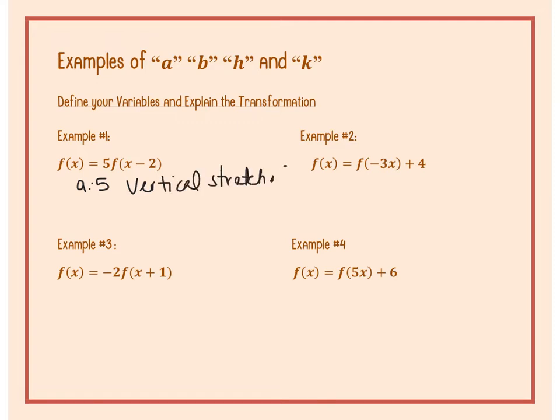Okay. Now, inside my parentheses, which of the variables goes inside of my parentheses? That would be my H value. And my H is always the opposite of what we see here since the equation had a negative in it. So I'm really subtracting a positive 2, which means this graph is going to the right 2.